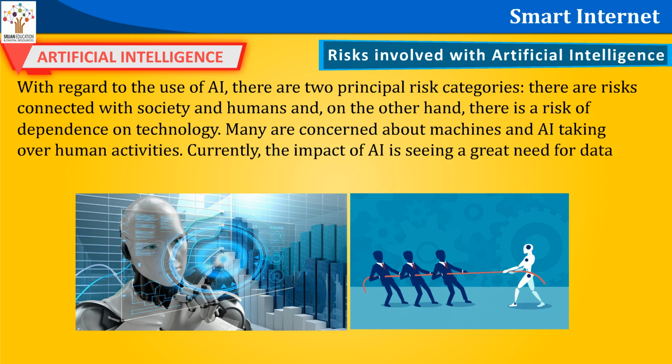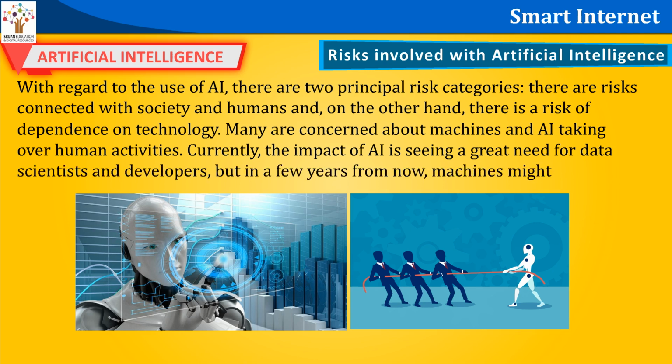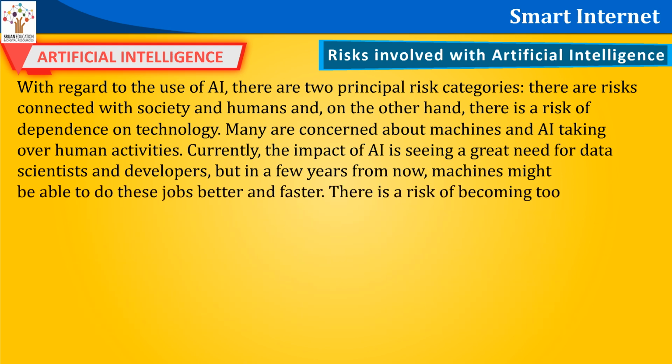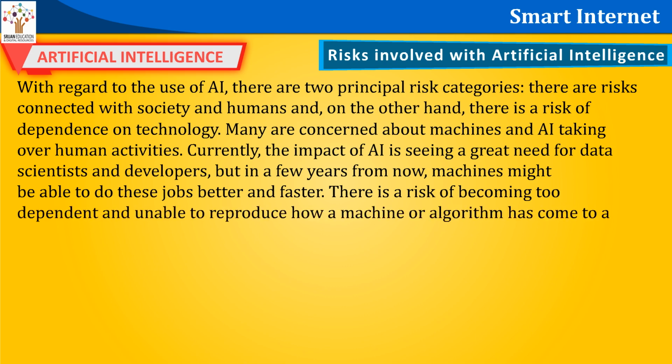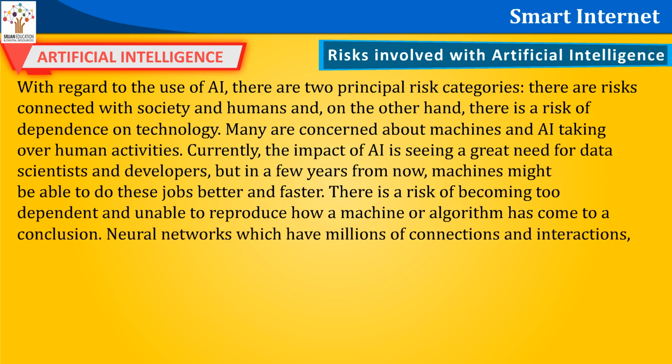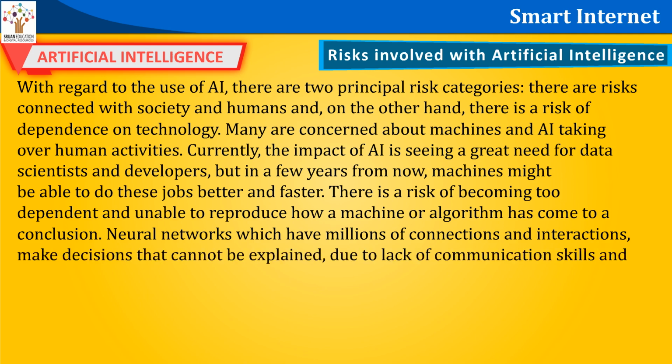Currently, the impact of AI is seeing a great need for data scientists and developers. But in a few years from now, machines might be able to do these jobs better and faster. There is a risk of becoming too dependent and unable to reproduce how a machine or algorithm has come to a conclusion. Neural networks, which have millions of connections and interactions, make decisions that cannot be explained due to lack of communication skills and the complexity of thought processes.